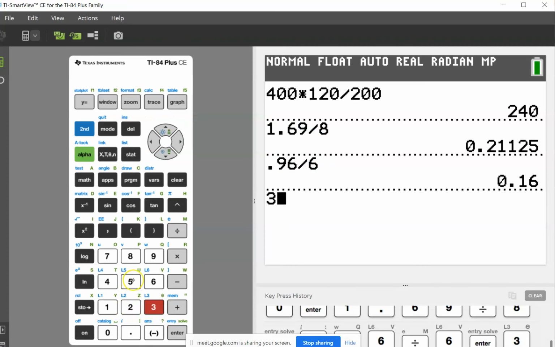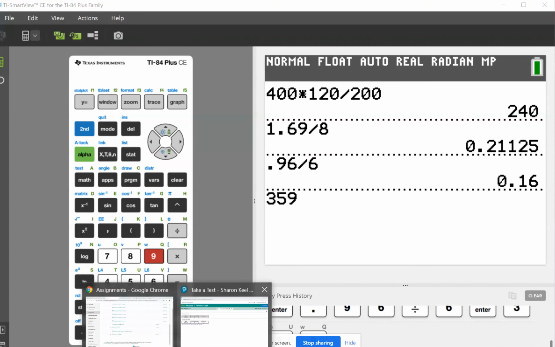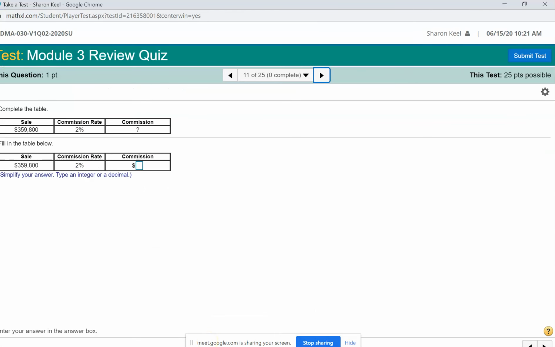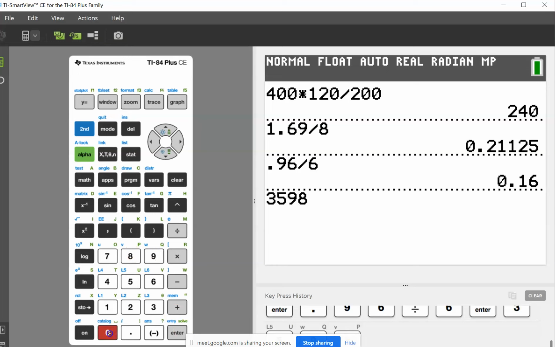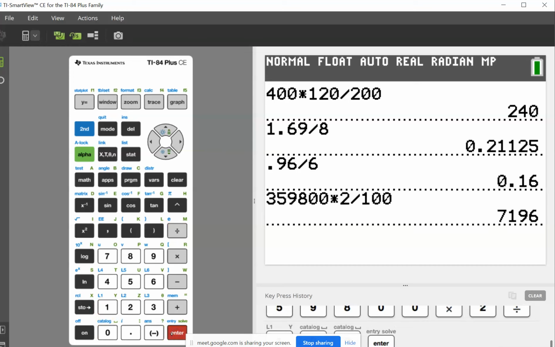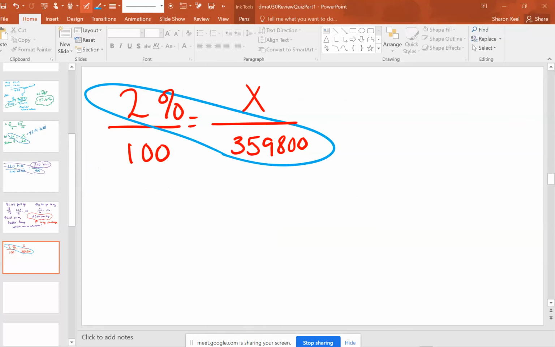So $359,800 times 2, divide by 100, is $7,196. $7,196 would be the commission amount that the real estate person would earn.